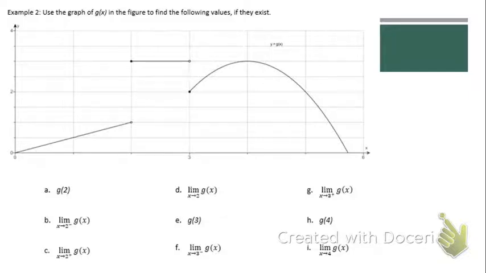So first of all, this first example does not say limit, right? This just says g of 2. So in other words, what is the y value when x equals 2? That's what this is asking you for, your y value when x is 2. So you just look at the graph. Let's find x is 2.